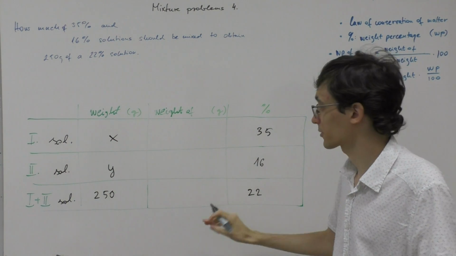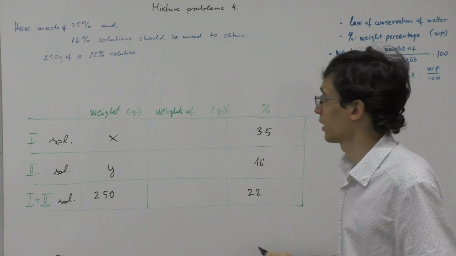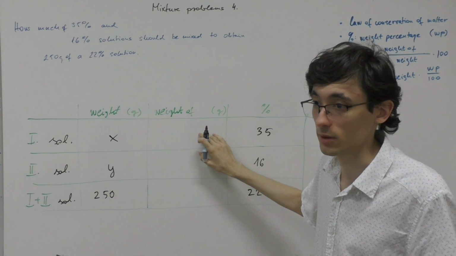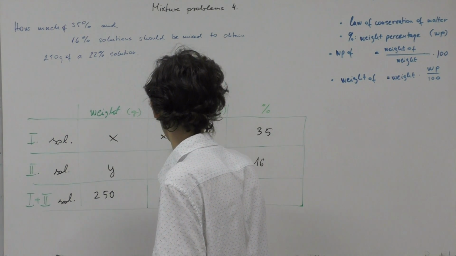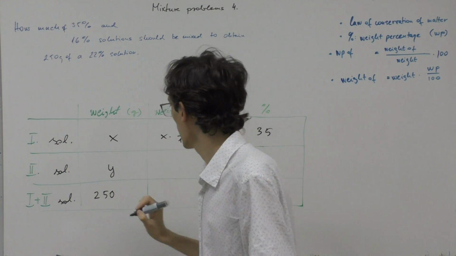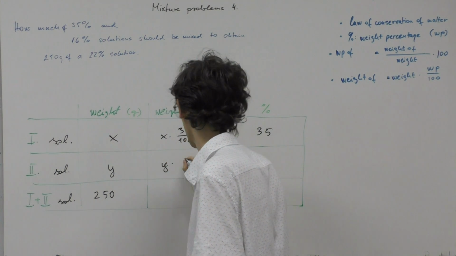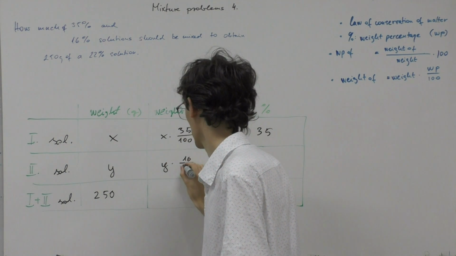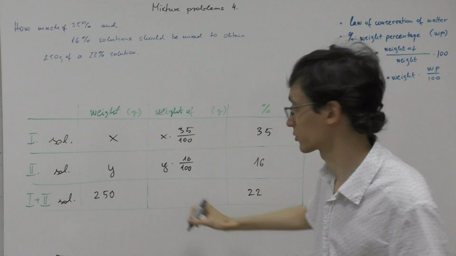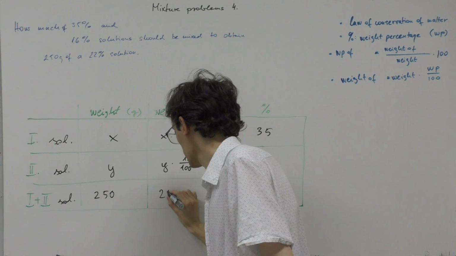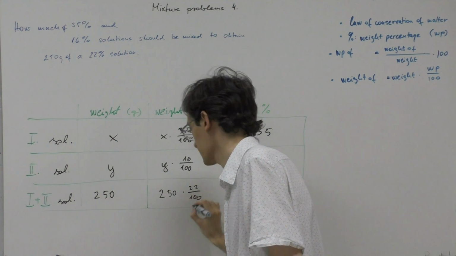To figure them out, first we need to fill out the rest of these empty cells. Of course, the weight of the substance in the first solution will be x times 35 over 100, and the weight of the substance in the second solution will be y times 16 over 100, and the weight of the substance in the new solution will be 250 times 22 over 100.